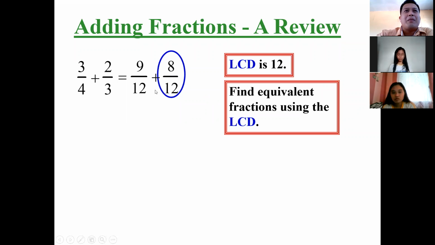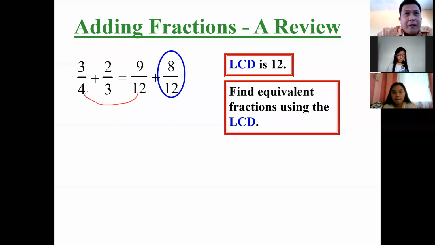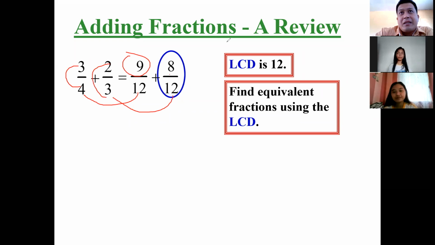And then the solution goes with 12 divided by 4. We have here 12 divided by 4 is 3. 3 times 3 gets 9. 12 divided by 3 is 4. 4 times 2 is 8. This is very elementary to you, no? So let's try to proceed then.